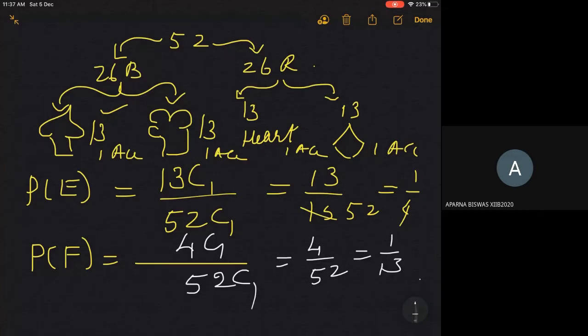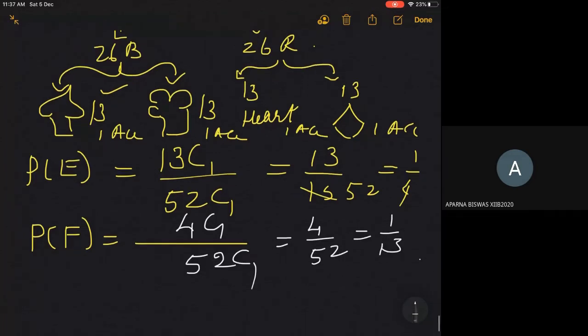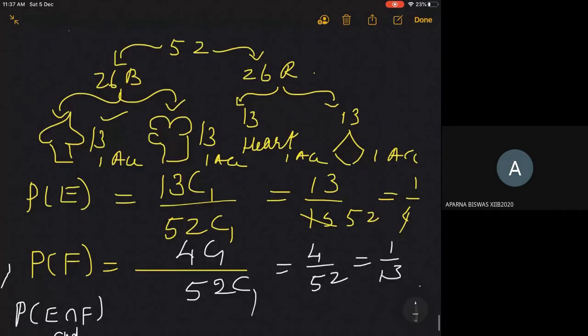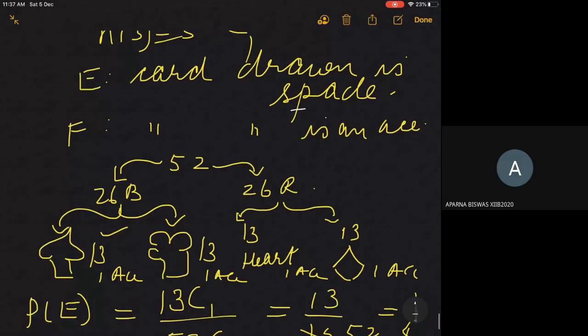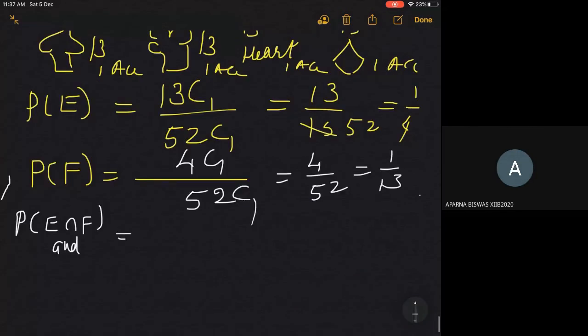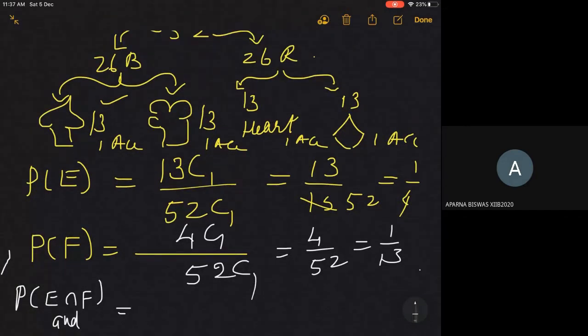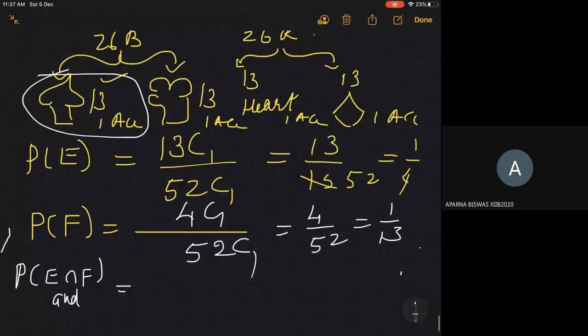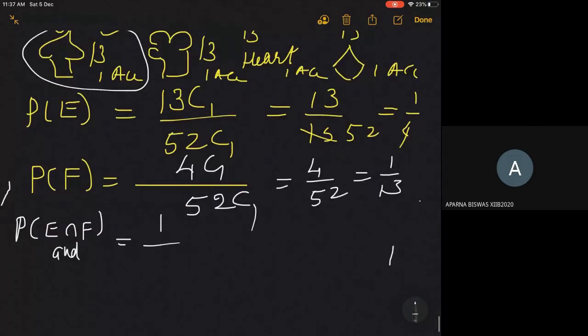Now we find P of E intersection F. Intersection means you will be using the word and. So probability of E and F. E and F means it will be a spade and an ace. So what is the probability of taking the ace of spades? There will be only one ace of spades, which can be done in 1 by 52 C1 ways. So the answer is 1 by 52.